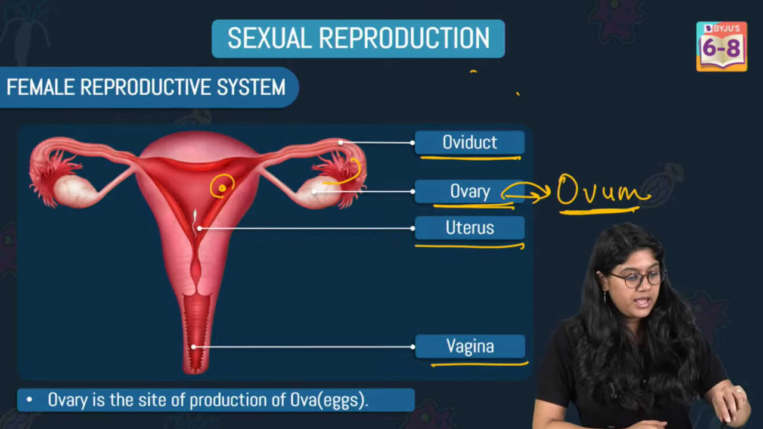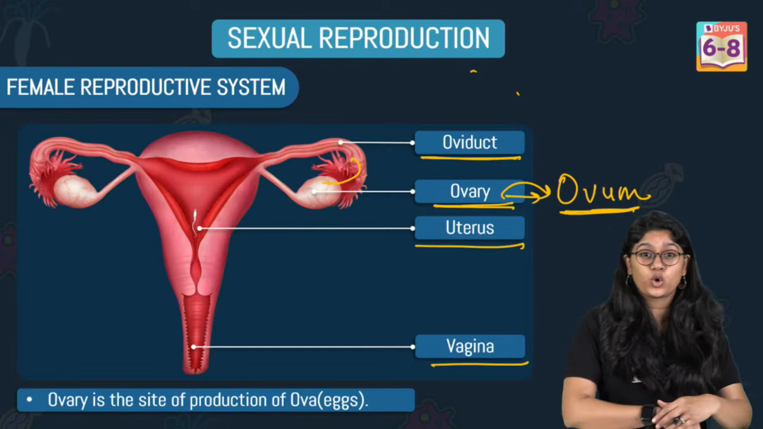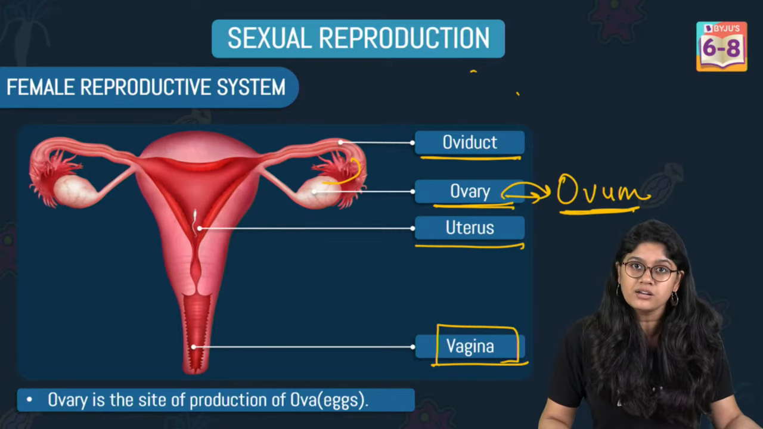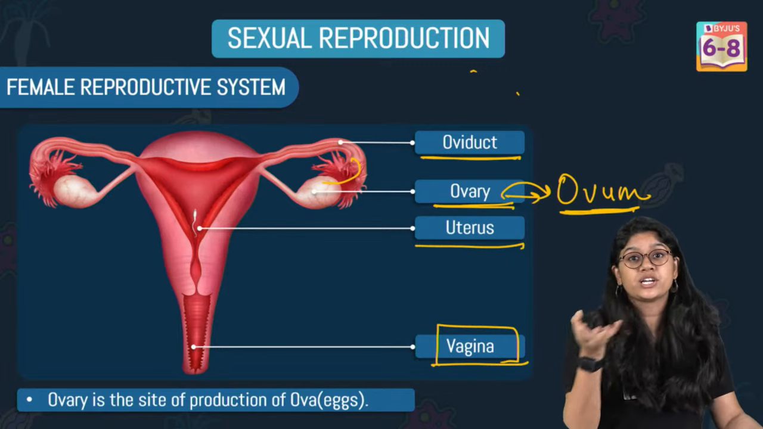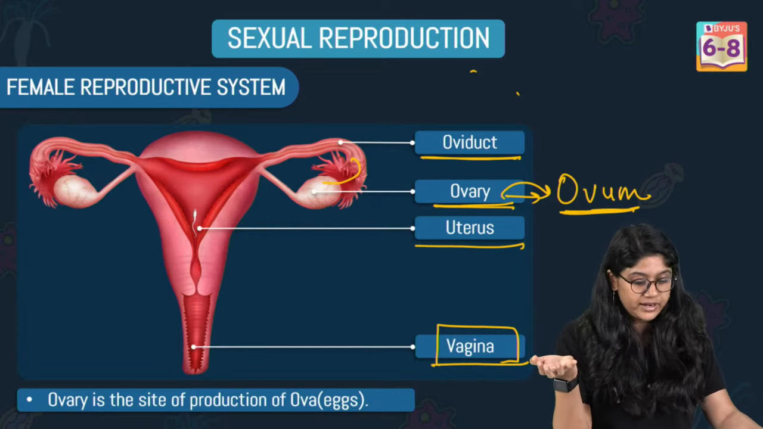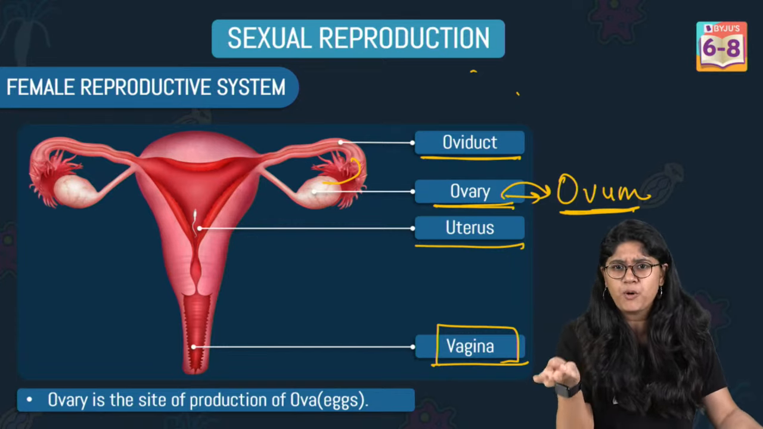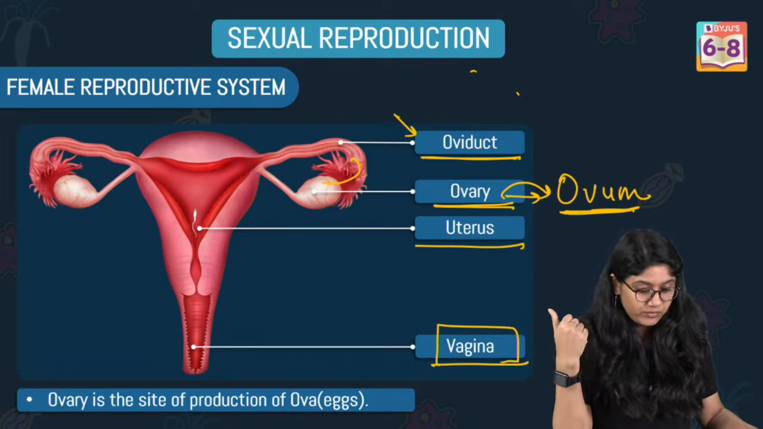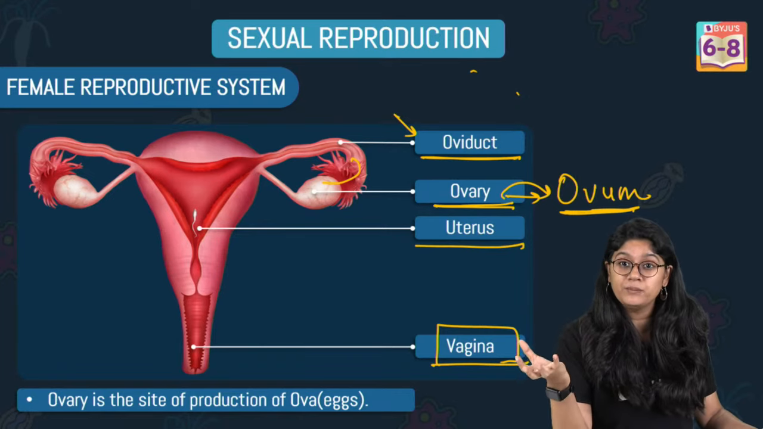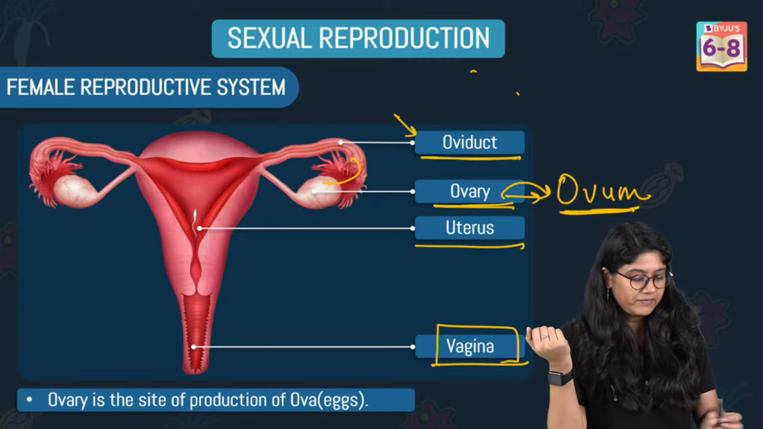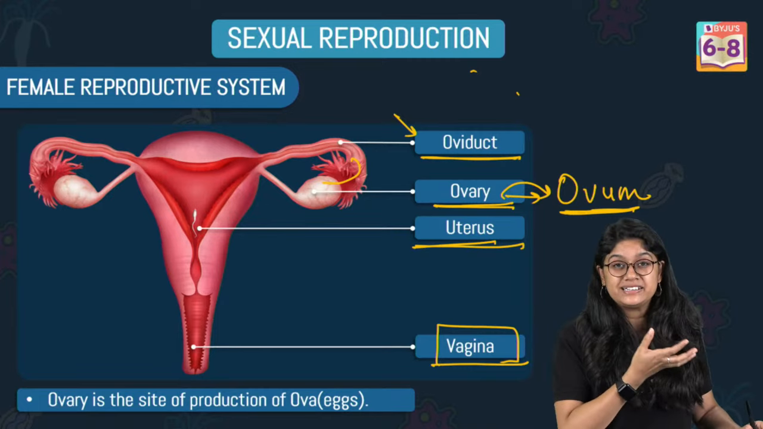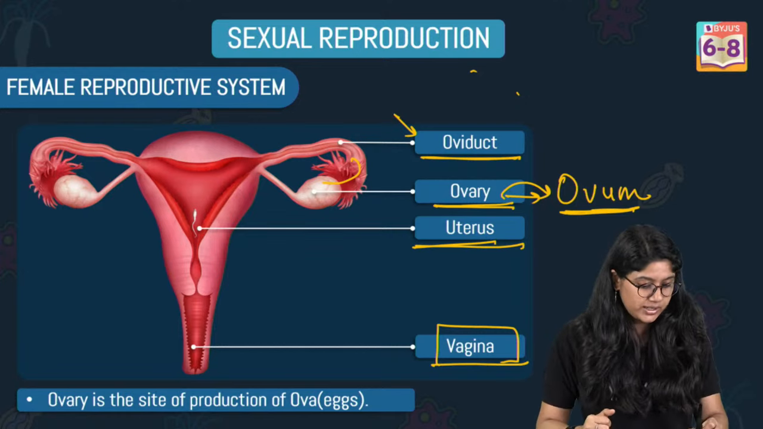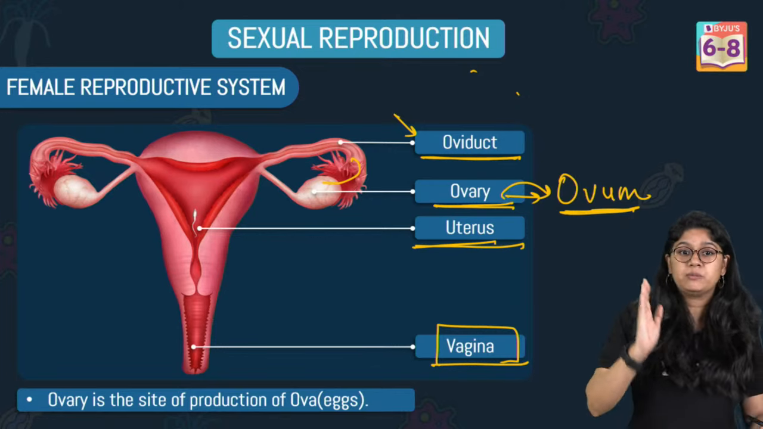This is important. If fertilization happens, we'll see the growth of the baby, or the embryo will grow. The vagina is also called the birth canal. Through the vagina only, the sperms will enter into the female reproductive system. Clear, everyone? So these are four very important parts. It's a very easy part. We have the oviduct, which is called the fallopian tube. Then we have the ovaries, which produce the ovum, the female gamete. Then the uterus, where we'll see the development of the embryo, and the vagina, through which the sperms enter the female reproductive system.